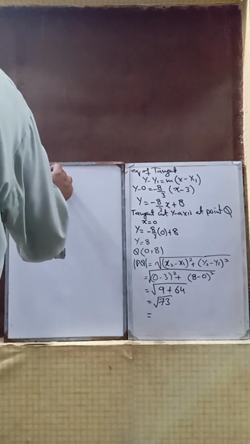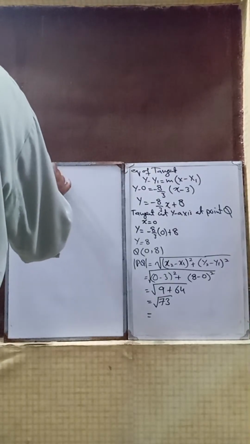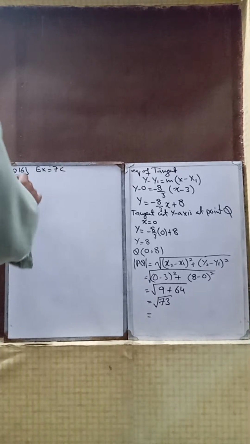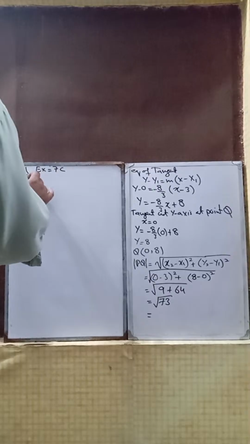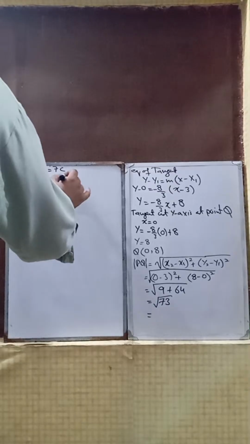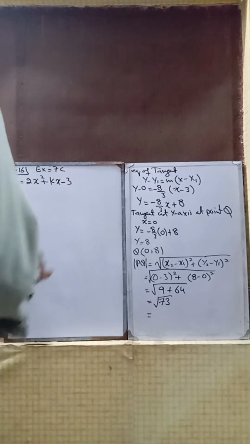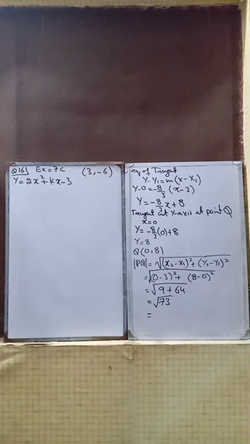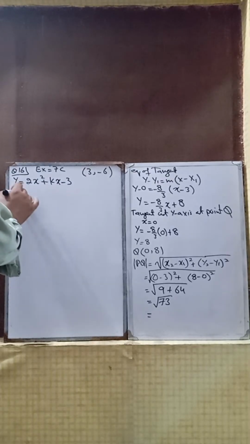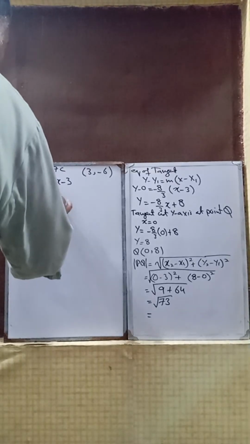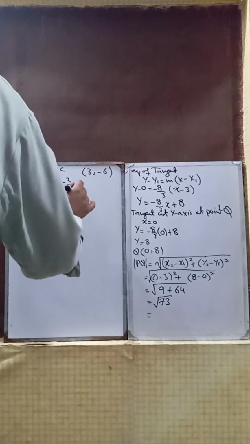This is exercise 7C. And he says the normal to the curve y is equal to 2x squared plus kx minus 3 at the point 3 comma minus 6 is parallel to the line. The normal is parallel to the line. The equation of the line is x plus 5y is equal to 10.